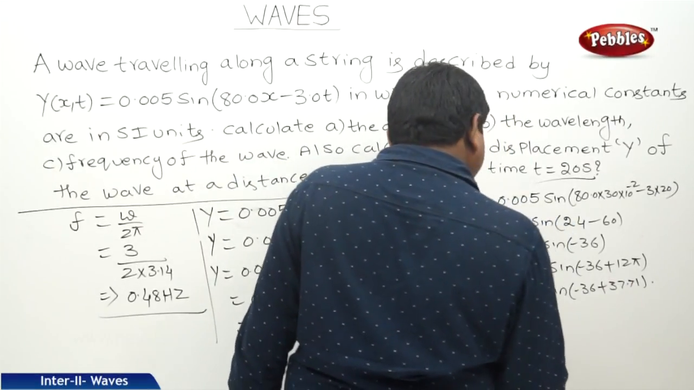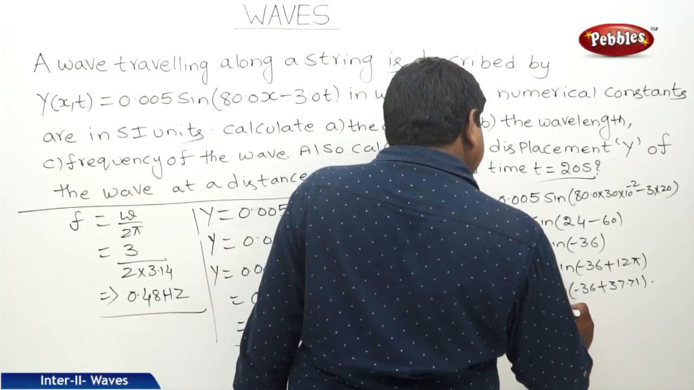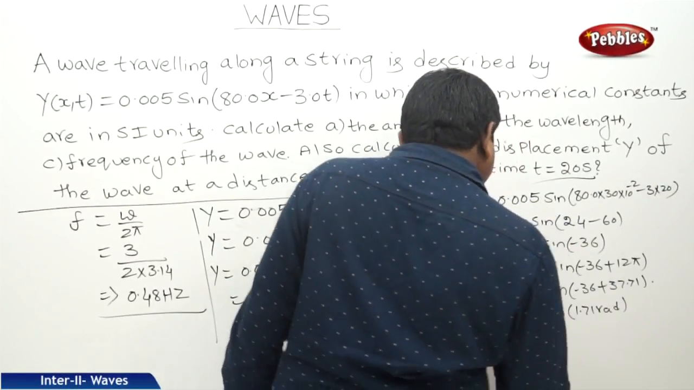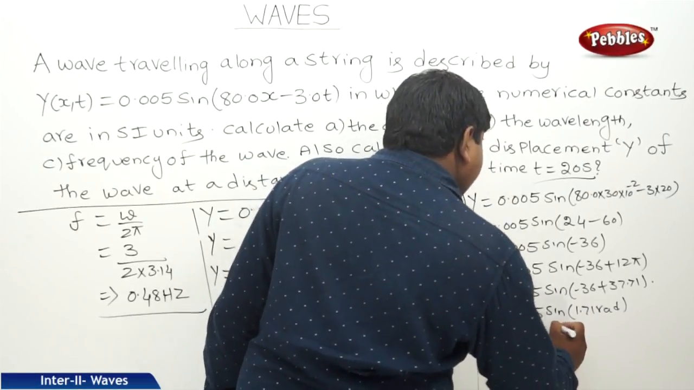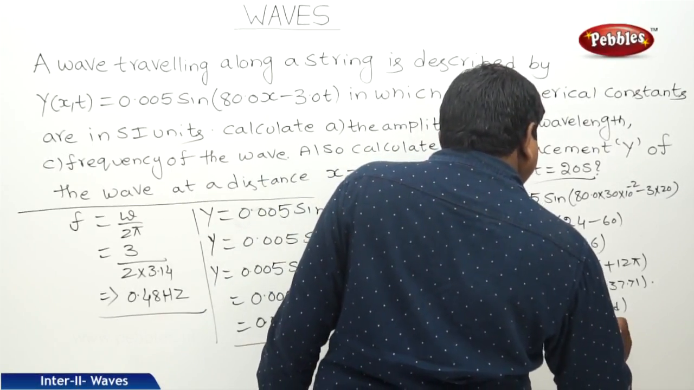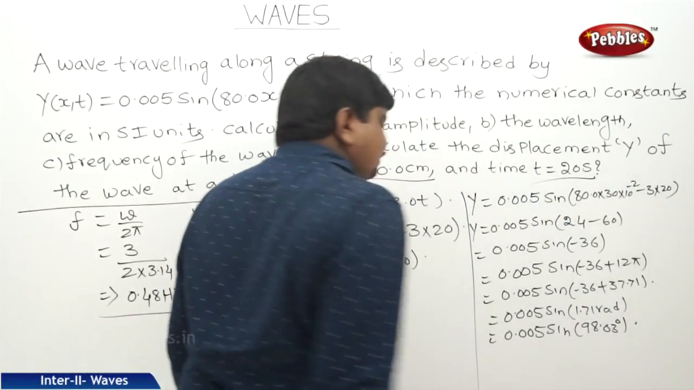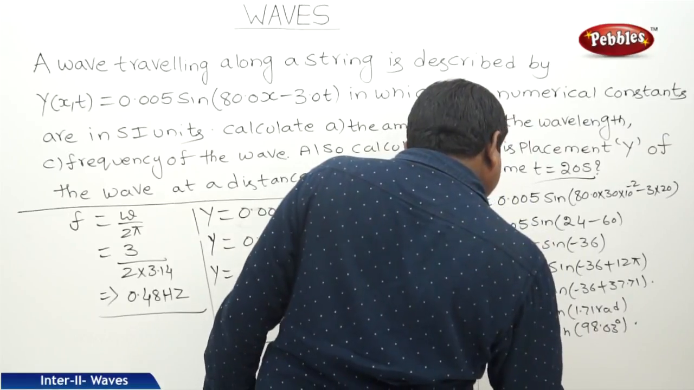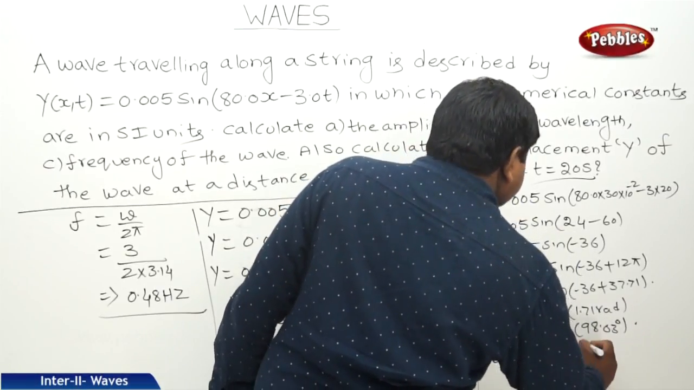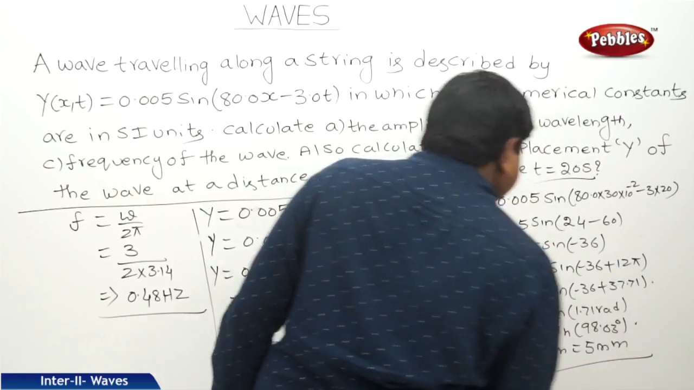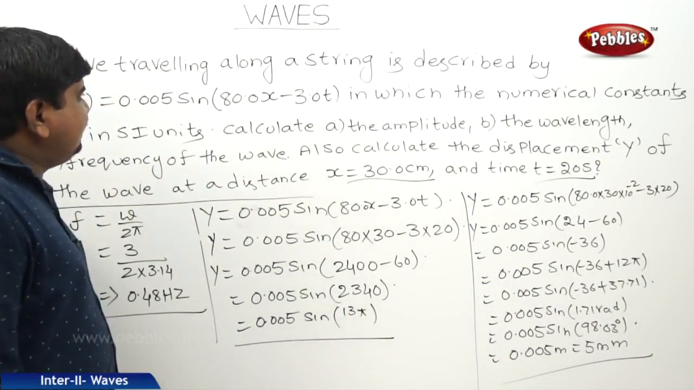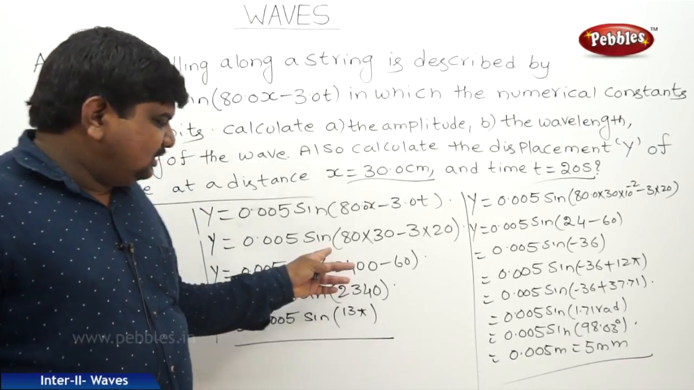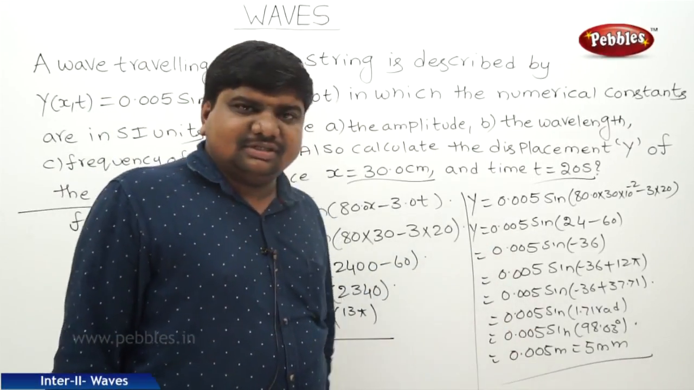So it will be 0.005 into sine 1.71 radians. So it can be written as 0.005 sine 98.03 degrees. So sine 90 is 1. So it is 0.005 meters, nothing but 5 millimeters. So like this we can define all the values which were in the question. So this is without conversion, this is with conversion.